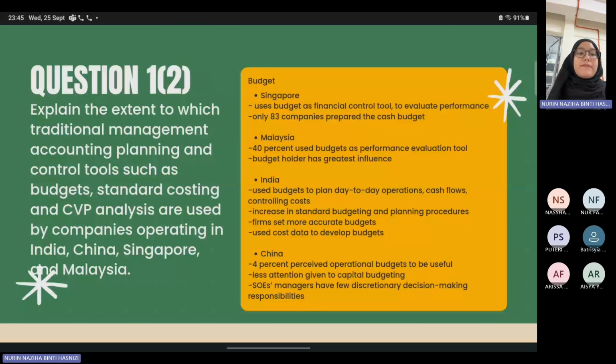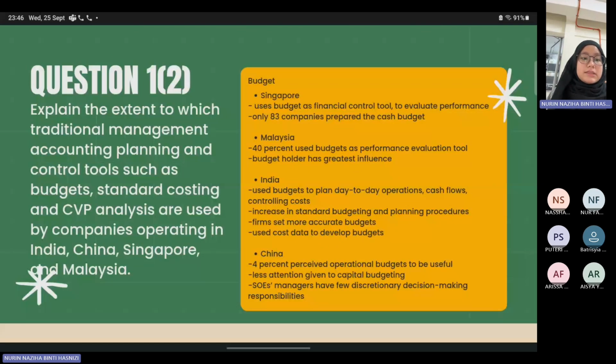For Singapore, about 95% of the 170 companies surveyed by Gosh in 1984 use budgets as a financial control tool. Another survey conducted in 1996, out of 109 companies surveyed, 97% reported the use of budgets. Further, all the 106 companies that said yes to budgets reported that they use budgets to evaluate performance. But as for Malaysia, in contrast with the Singapore surveys, only 40% out of the 98% who said that they use budgets actually use budgets as a performance evaluation tool.